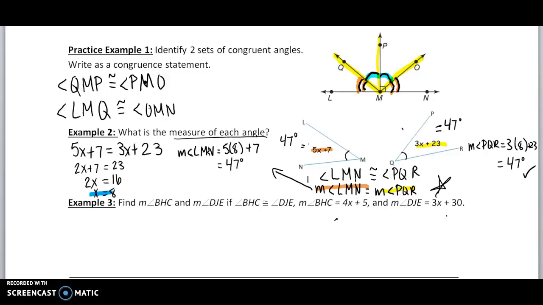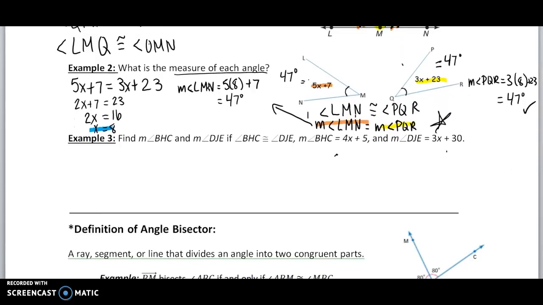I would recommend pausing right now, doing example 3, and then coming back. Okay, hopefully you tried example 3.